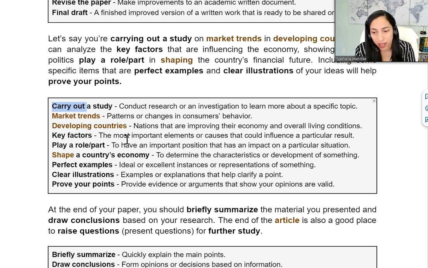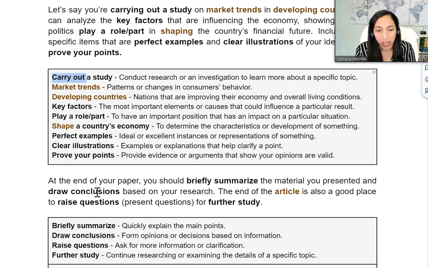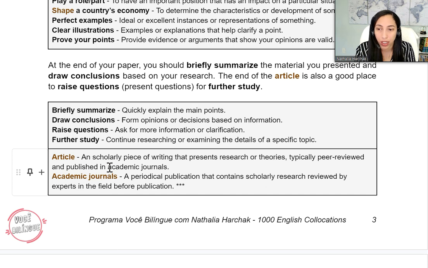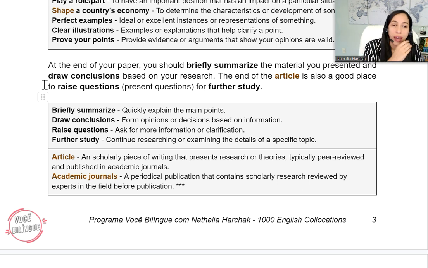Some of these expressions I think are very obvious and others are not. So if you have any questions, you let me know, all right? And the last section here of our text is this one. Briefly summarize. Okay, I would like you to first pay attention to the word briefly. So this means shortly. Okay, you don't spend a lot of time doing something.